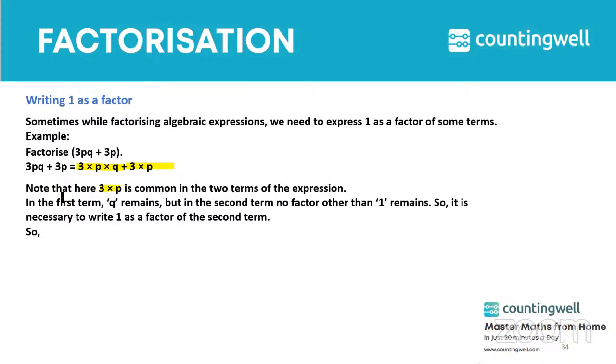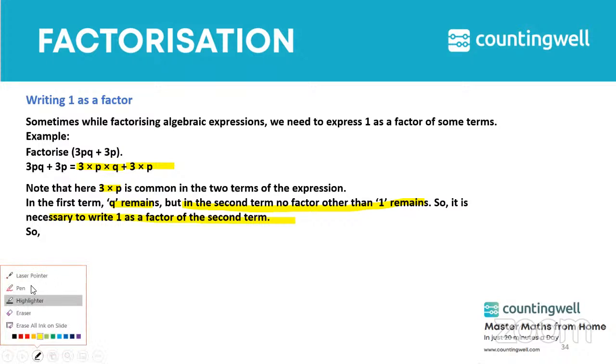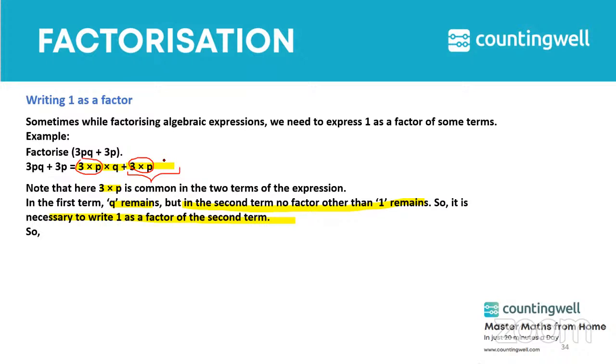two terms of the expression, but in the first term q remains, while in the second term there is no factor other than 1 remaining. So it's necessary to write 1 as a factor in the second term. Otherwise, students will see that 3p is common to both terms, but in the second term nothing is left. Nothing left means there is one factor left, which is 1.